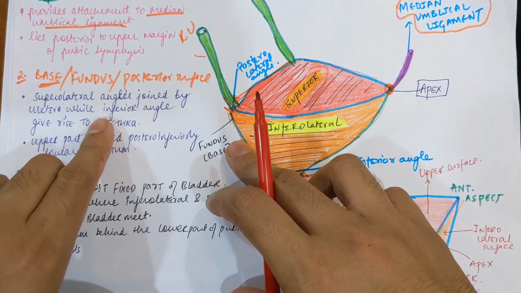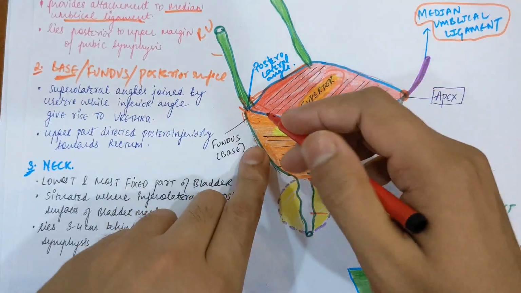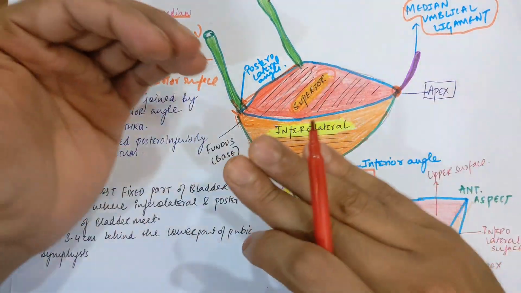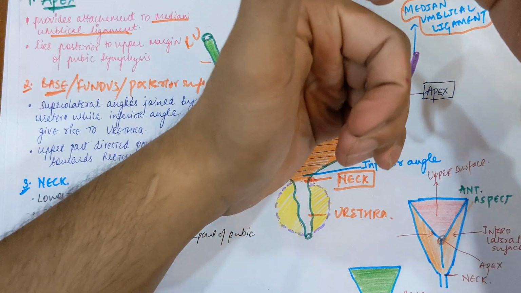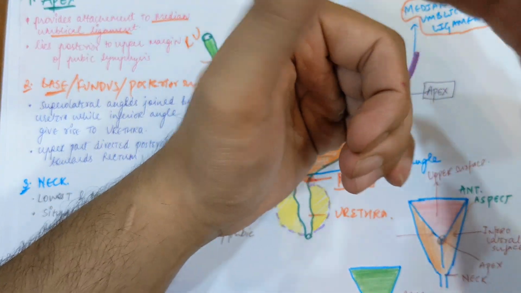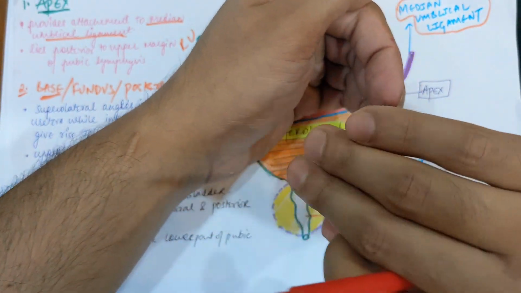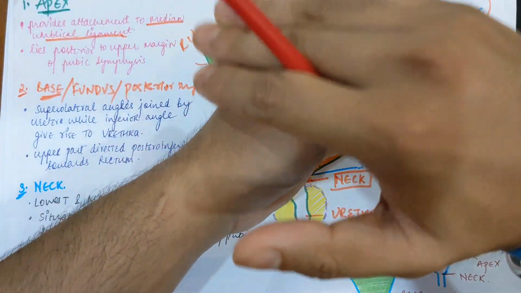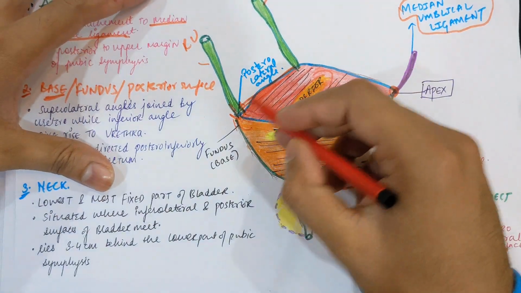Now in the case of the base, that is the posterior surface, it will be just present behind this. In this diagram, which you see from the lateral side, the base will be just present here. So this aspect will be the base of the bladder. And from the sides will be the inferior lateral surfaces, and upper will be the superior surface. Okay, so this is actually a tetrahedral shape.